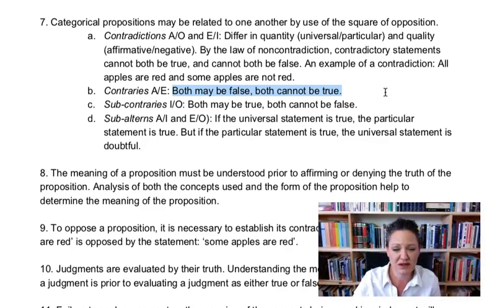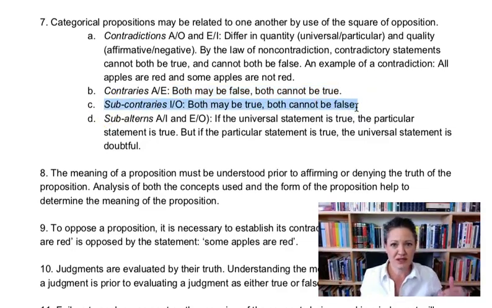Okay, the subcontraries, remember the bottom two, the I statement and the O statement, these may both be true, but both cannot be false. So it has to be one or the other of those is true, or they're both true. For example, with the apples, if I go to the grocery store today, some apples are red is true, some apples are not red is true as well. So those two can both be true together. They don't necessarily have to be, but one of them has to be true.